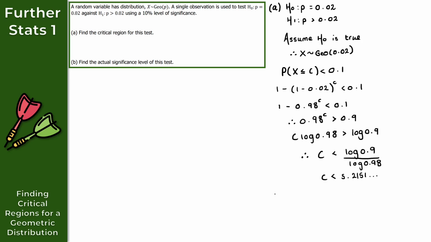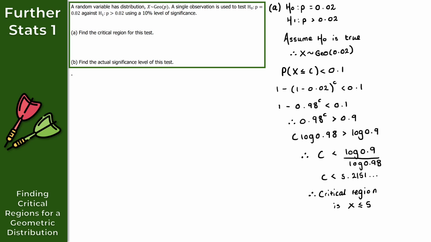So what that means then is the critical region here. But what we'd have to do is round down because it's 5.2151. So we round down here. So what that means then is the critical region is x being less than or equal to 5. Okay, and there we have it. So that gives the solution to part A. So that's the critical region for this test.